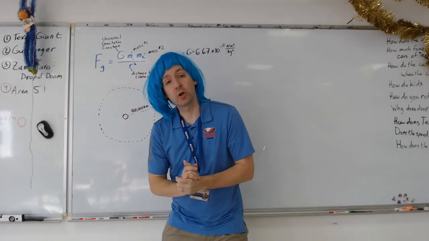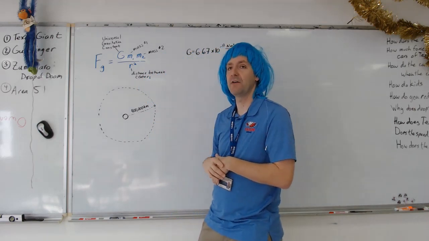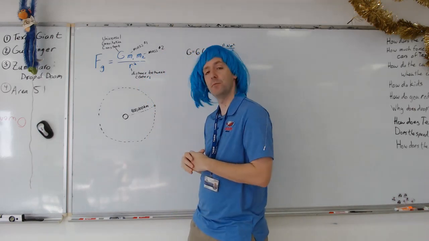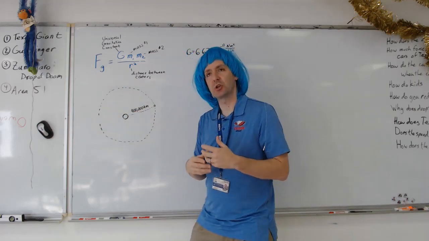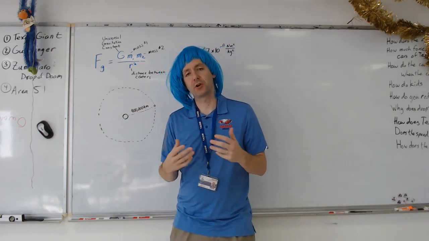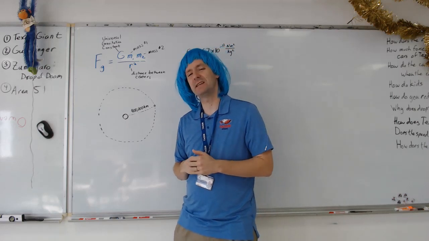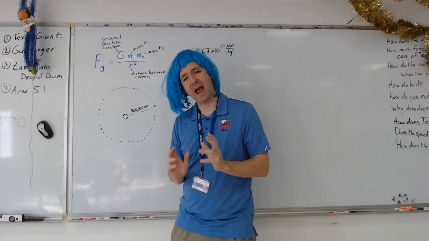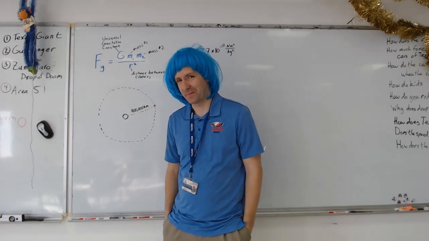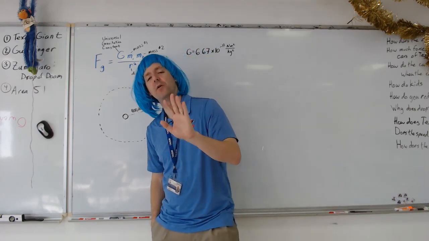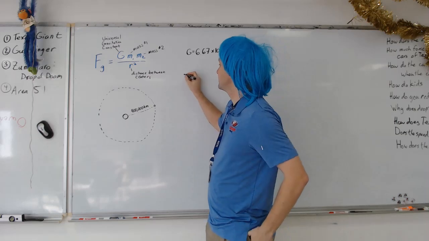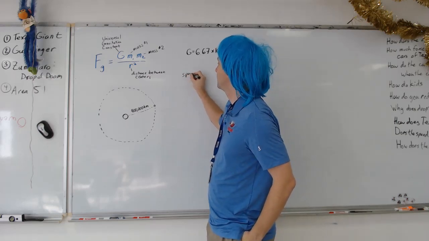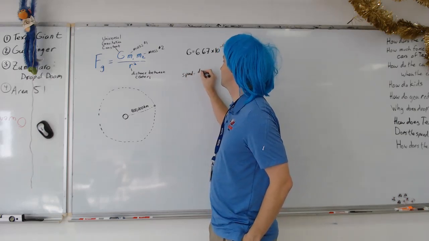So let's go ahead and look at this. We have a planet here, the moon, which is going around the Earth. It is going in circular motion. Now, the first thing I would like for us to do is see if we can figure out how fast the Earth is moving. Sorry, not the Earth. How fast the moon is moving.